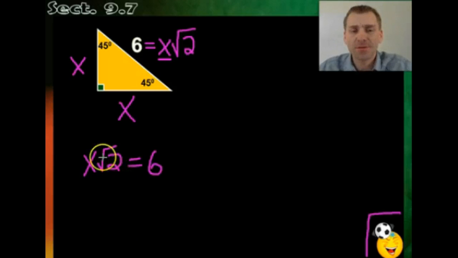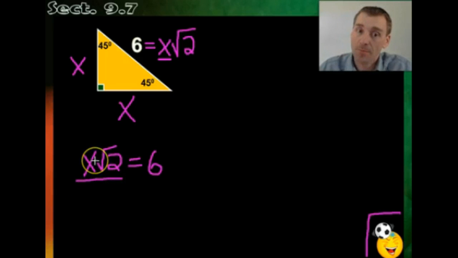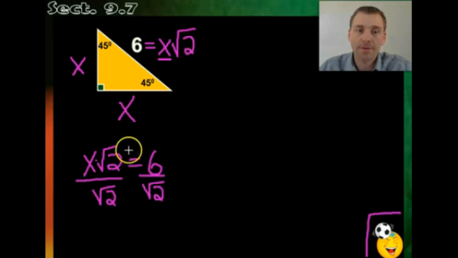So I've got to solve it for x. How do I get rid of this multiplication by root 2? Exactly like I did with the 30-60-90 triangle theorem, I have to divide by what I'm multiplying by. I need to get x by itself, so I divide by root 2 here, and I divide by root 2 here. What I do to one side of an equation, I have to do to the other side. So these cancel each other out, and I'm left with x. Awesome. So I have x equals 6 over root 2.